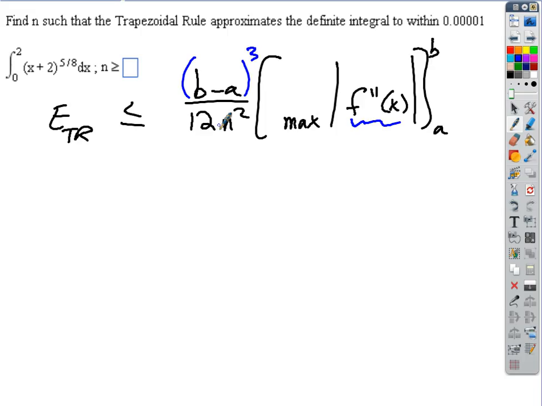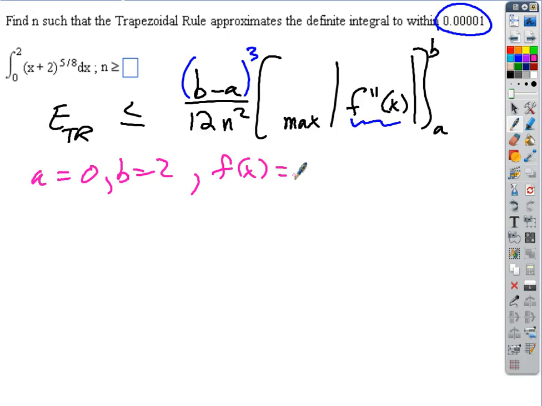Okay, so now let's apply that to our situation. So we know what the error is, right? That's what we're comparing this to. So what's b? Two. What's a? Zero. Okay, we're finding n. So what's f of x? x plus 2 to the 5/8.